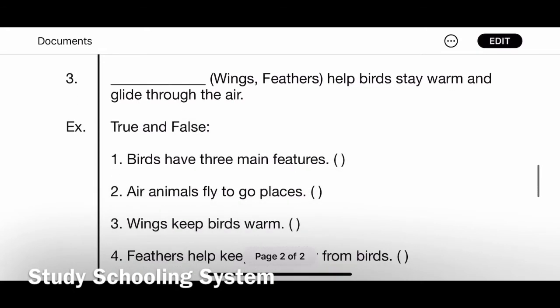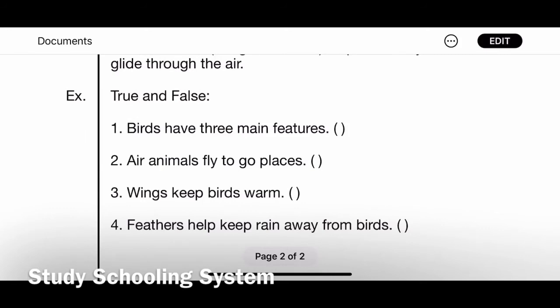Now the next exercise is true and false. So number 1 says birds have 3 main features. Is this true or false? Yes, this is of course true. Birds have 3 main features. They have wings, feathers and beaks. Good job. So T is the answer for number 1.